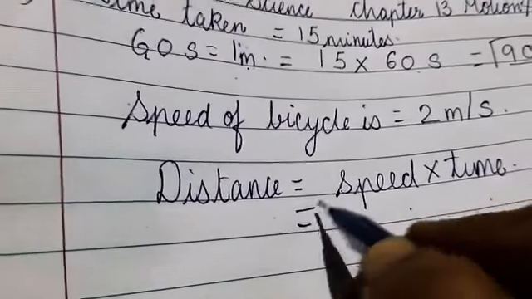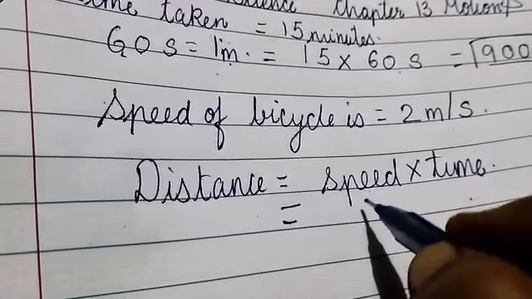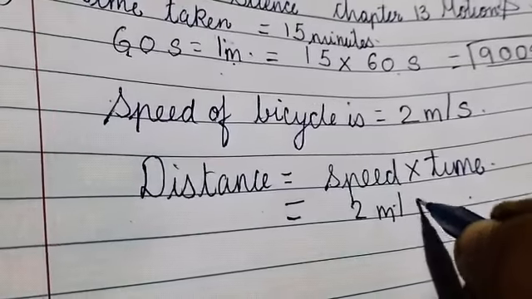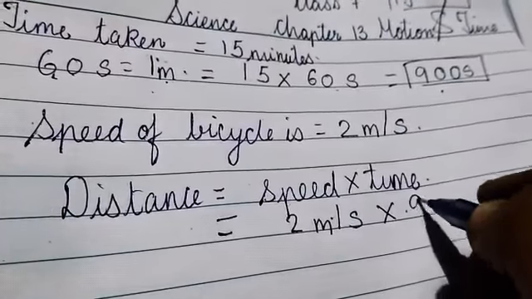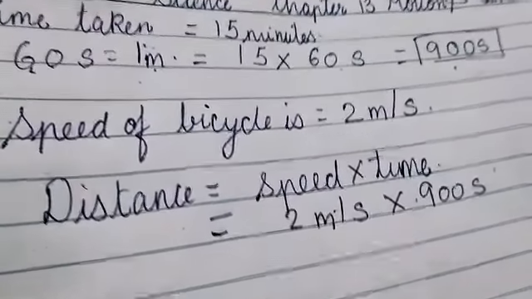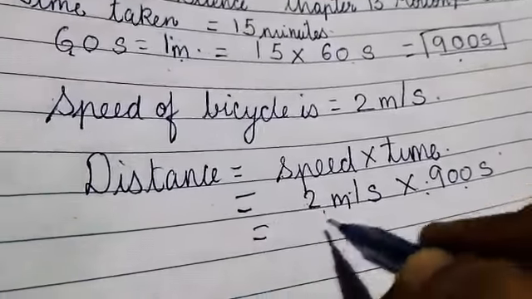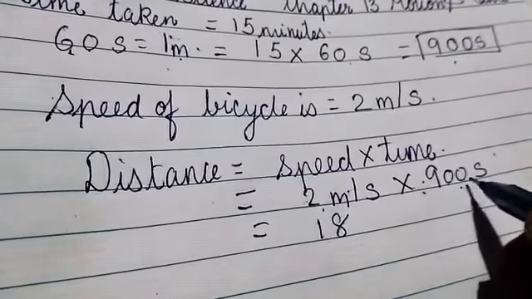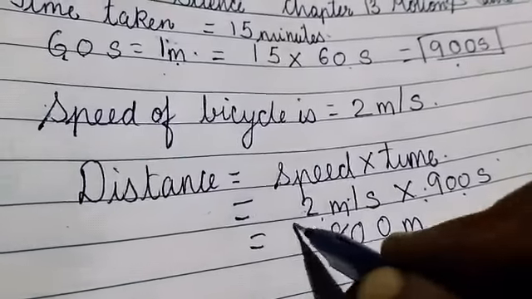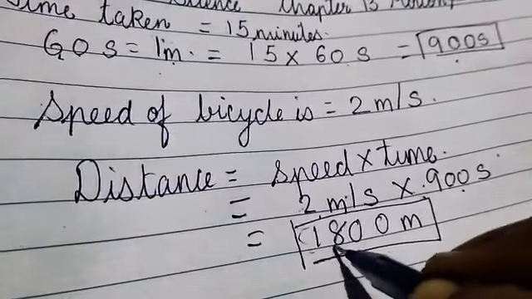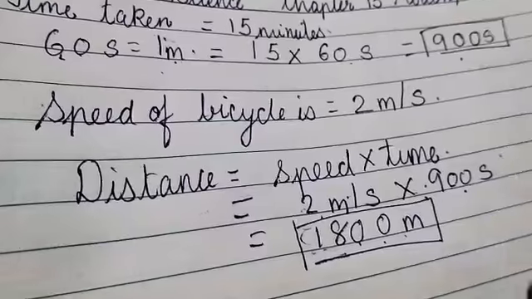So what will we write? We know what the speed is. Speed is 2 minutes per second. And what is the time taken? Time taken is 900 seconds. Okay. Now just multiply. 9 2s are 18. And how many zeros are there? 1 and 2, add it. This becomes 1800 meter per minute per second.